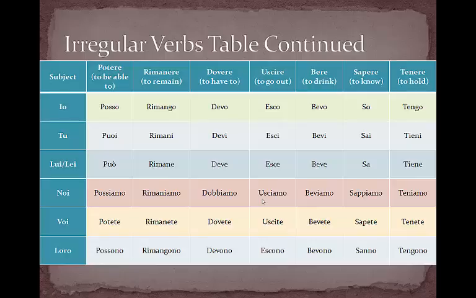Sapere means to know, as in know facts, not as in know people. That is actually a different verb. Sapere means like if I say I know the capital of a country, that's sapere. So, sai, sa. Sappiamo, sapete, sanno.